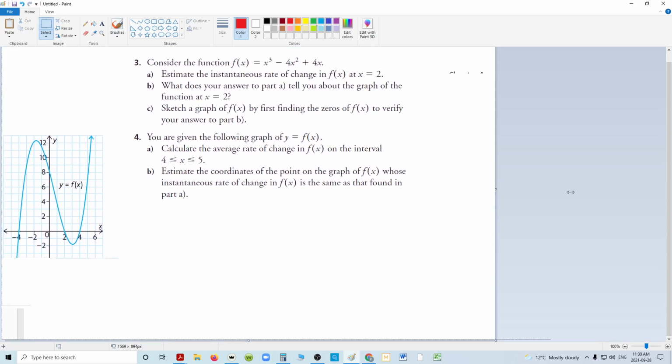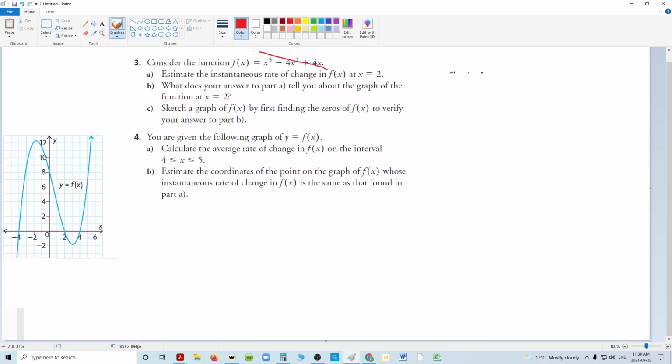First they just start with a graph right here. Consider this graph. Estimate the instantaneous rate of change when x is 2. Now I'm going to let you in on that secret. Remember, what's the derivative of that? 3x squared. What's the derivative of this? Minus 8x. What's the derivative of this? Well, x is to the 1. When it goes down and multiplies the 4, it's 4. x to the 0 is 1. So I'm just left with plus 4.